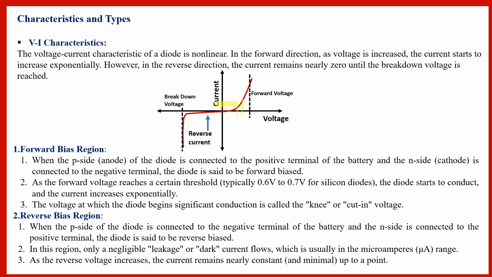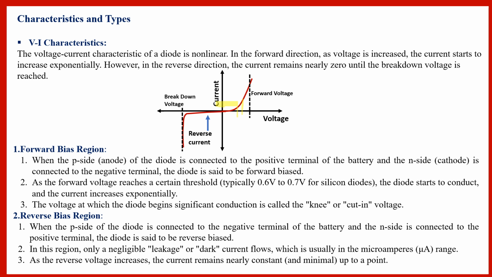If we talk about the reverse bias region, when the P side of the diode is connected to the negative terminal of the battery and the N side is connected to the positive terminal of the battery, the diode is said to be reverse biased. We have already discussed this. In this region, only a negligible or small amount of current flows, which is the current because of the minority carriers. The current in reverse bias is very small, in the range of microamperes, and in case of forward bias the current is in the range of milliamperes.